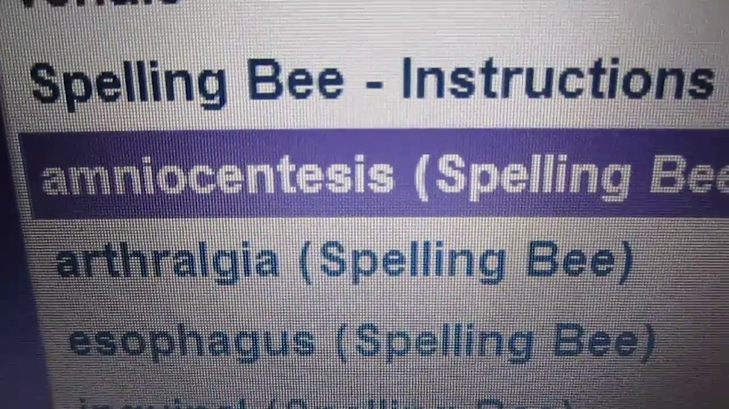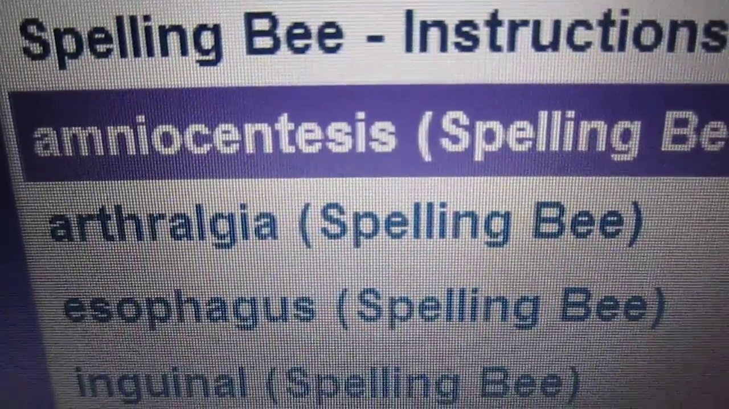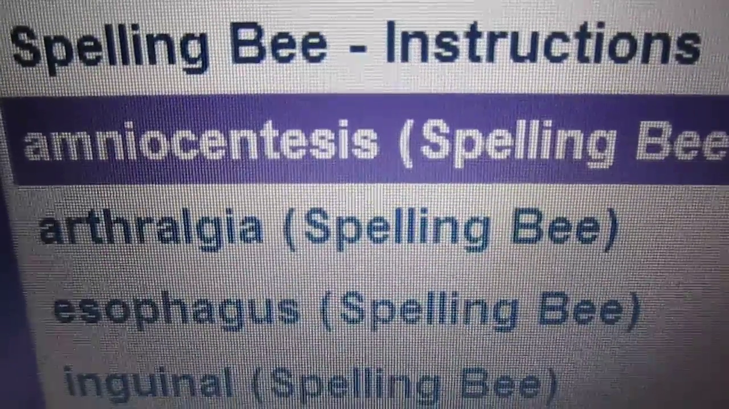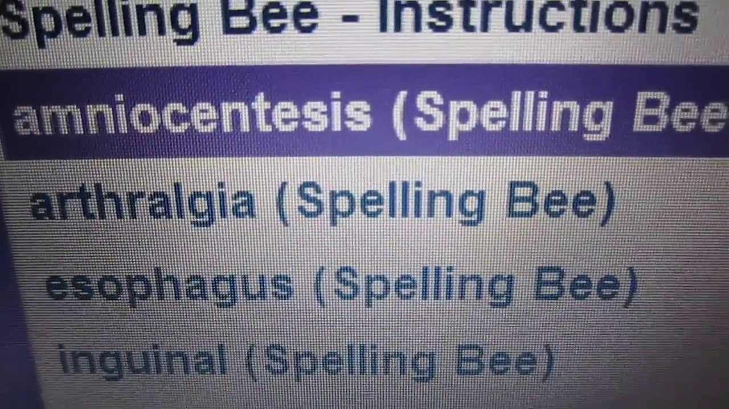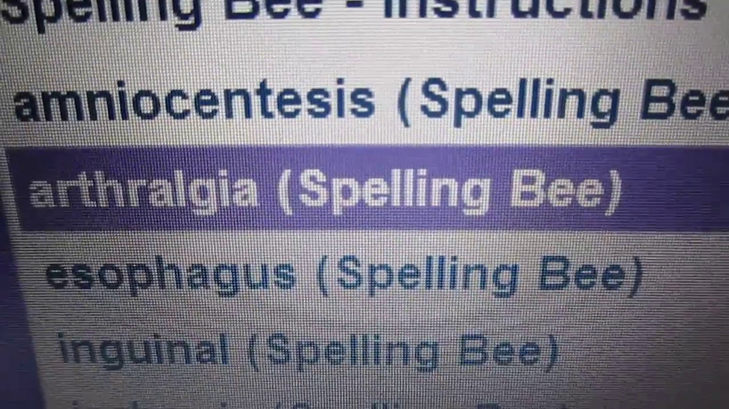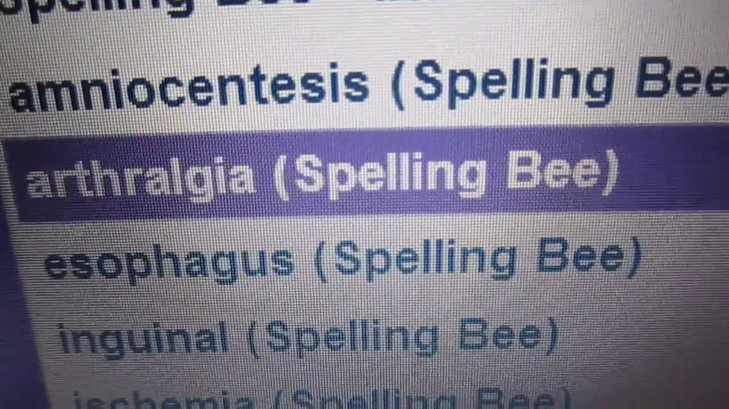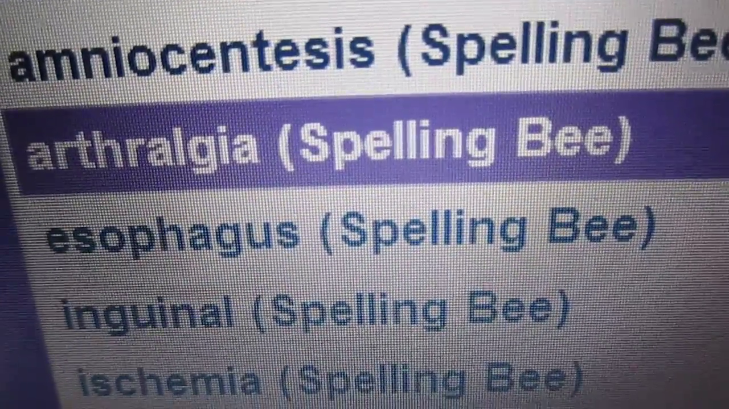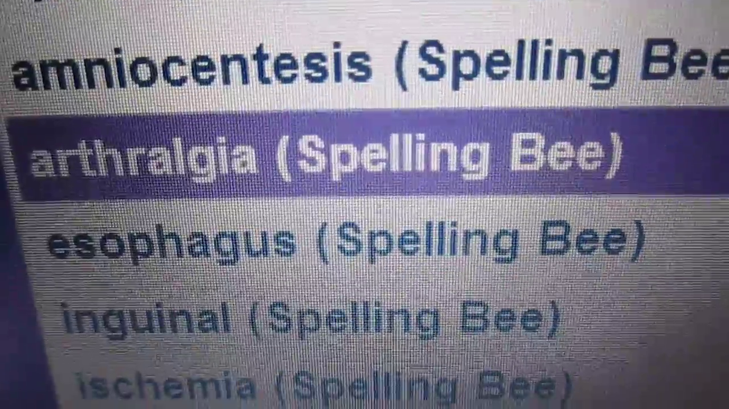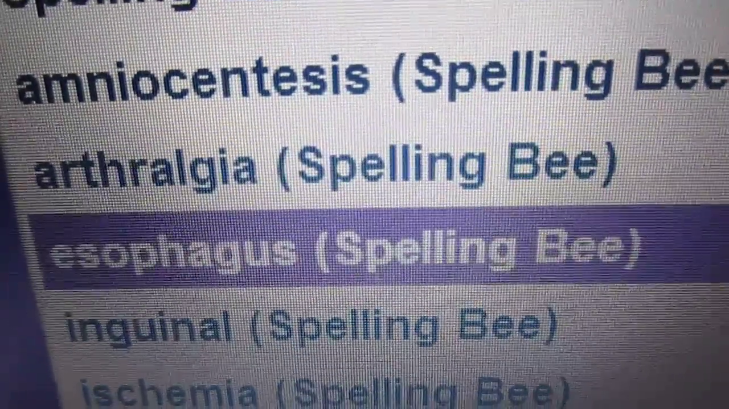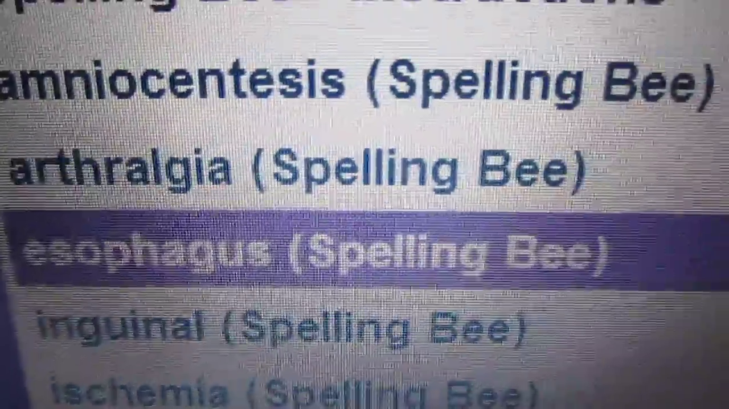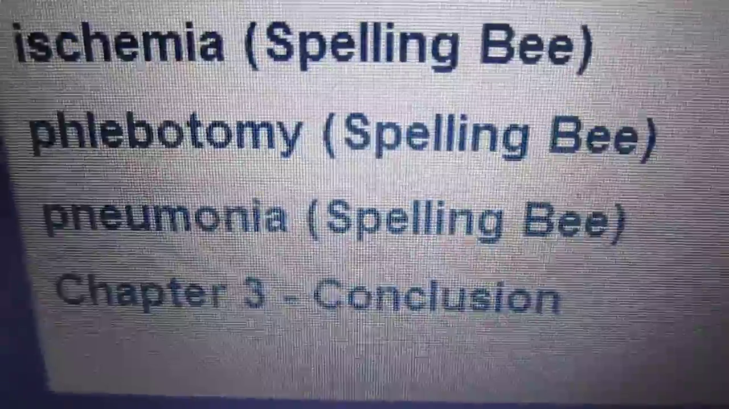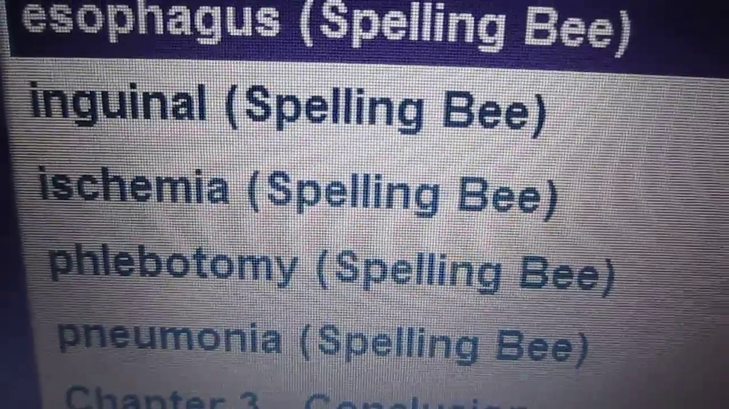Amniocentesis. A-M-N-I-O-C-E-N-T-E-S-I-S. Arthralgia. A-R-T-H-R-A-L-G-I-A. Esophagus. E-S-O-P-H-A-G-U-S.